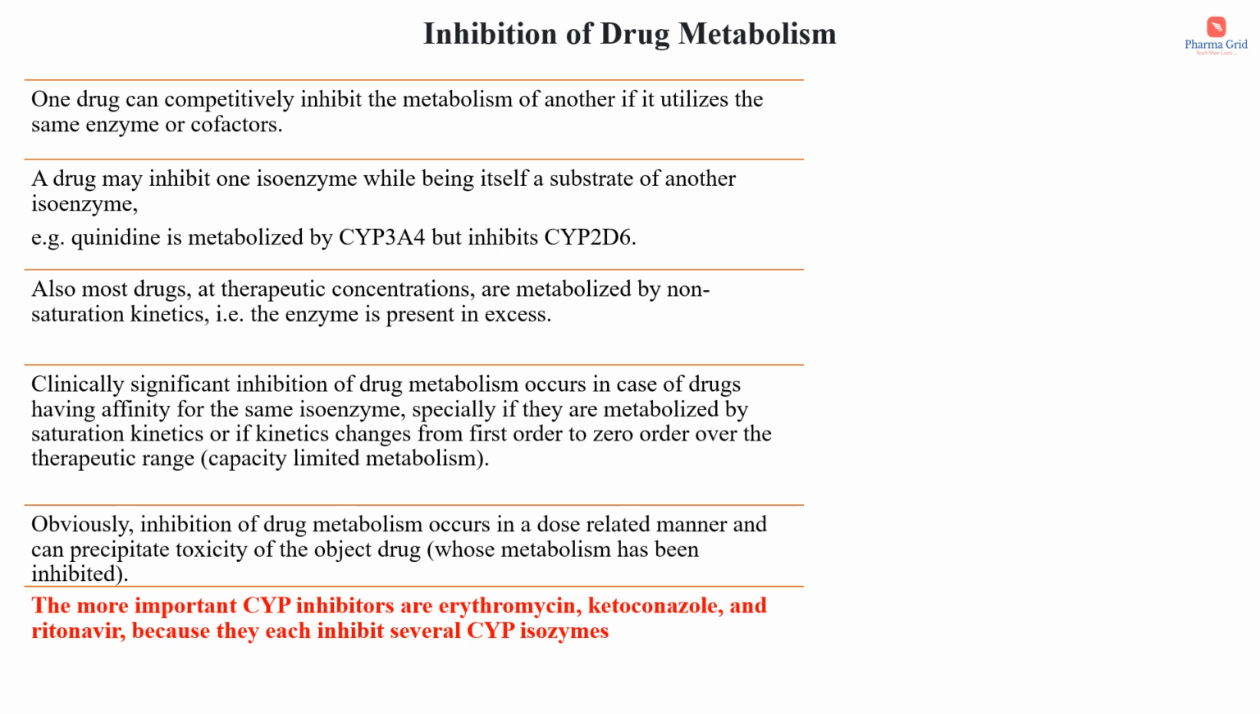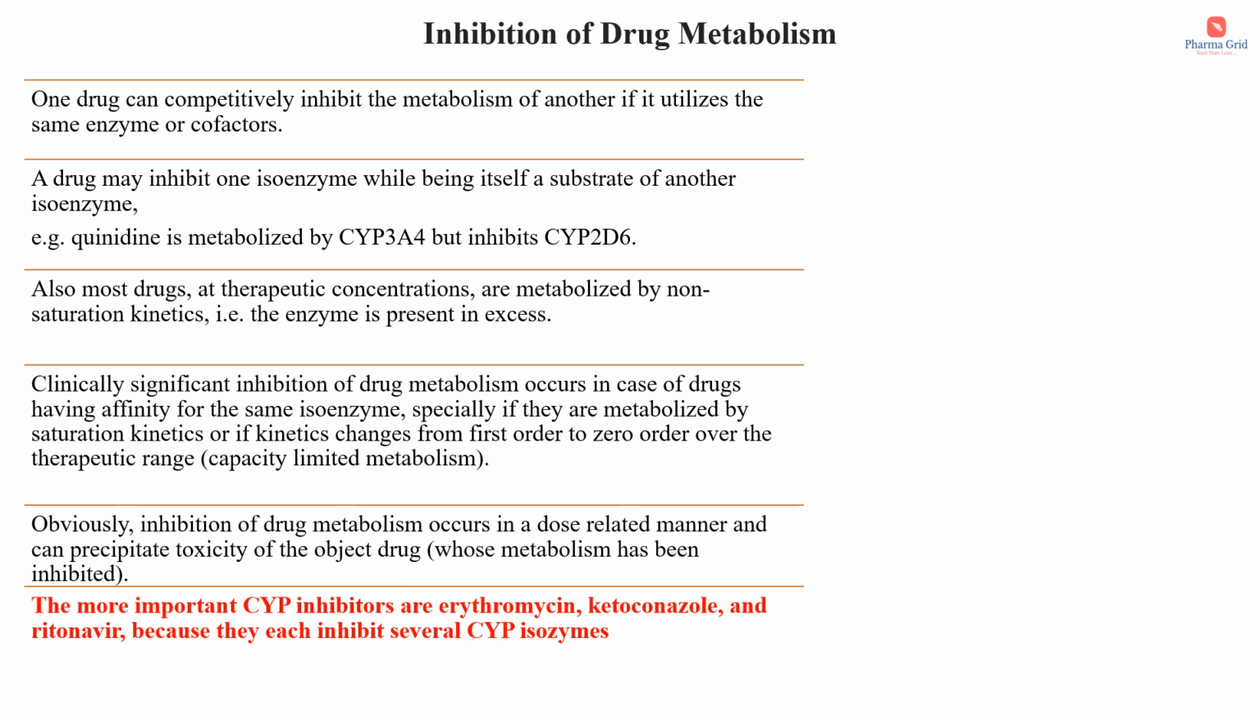Also, most drugs at therapeutic concentrations are metabolized by non-saturation kinetics. Non-saturation kinetics means the enzyme is present in excess amount, so it will not get saturated. Clinically significant inhibition of drug metabolism occurs in case of drugs having affinity for the same isoenzyme, especially if they are metabolized by saturation kinetics or if kinetics changes from first order to zero order over the therapeutic range, which means capacity limited metabolism. Obviously, inhibition of drug metabolism occurs in a dose related manner and can precipitate toxicity of the object drug, which means the drug whose metabolism has been inhibited.